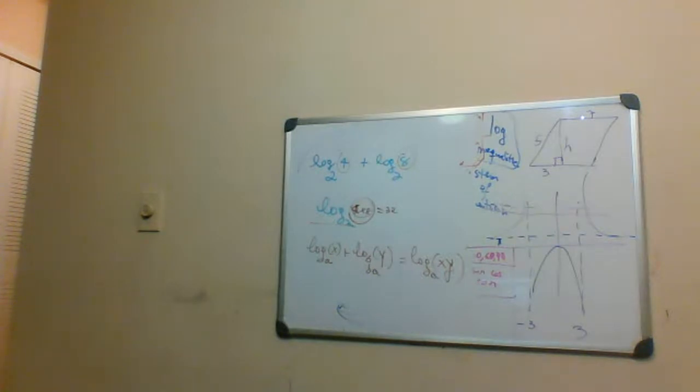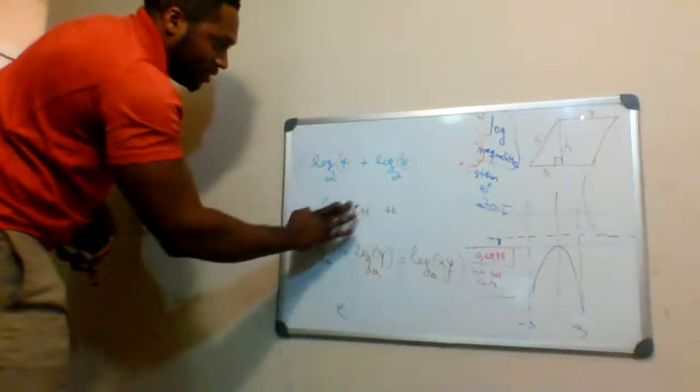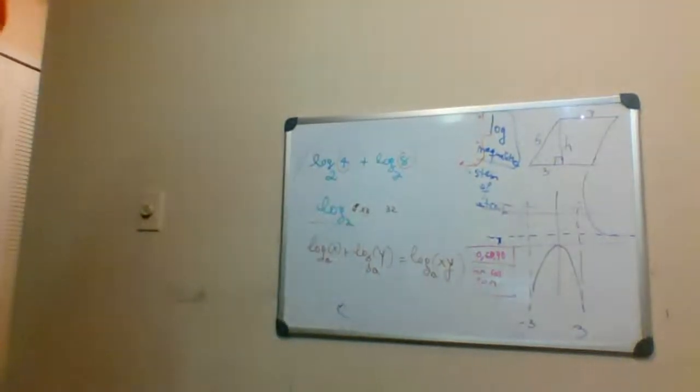All right, so any question? The answer is 5. I'm not saying this is equal to 32. I'm saying this right here is 32. 4 times 8 is 32.